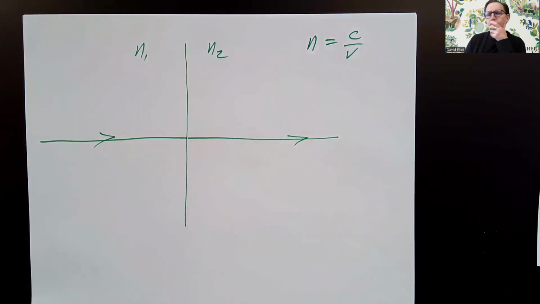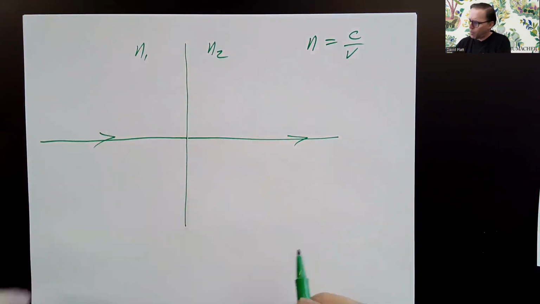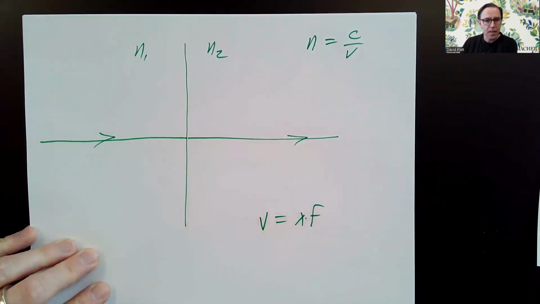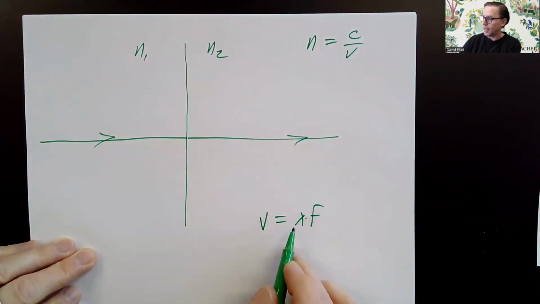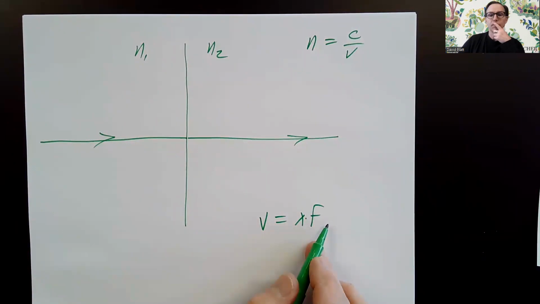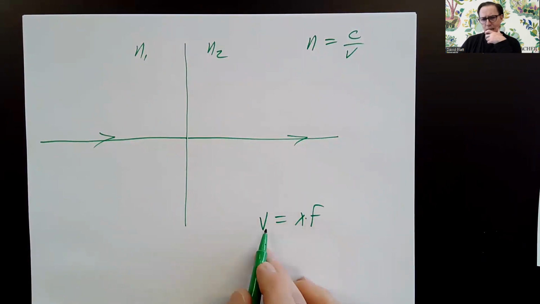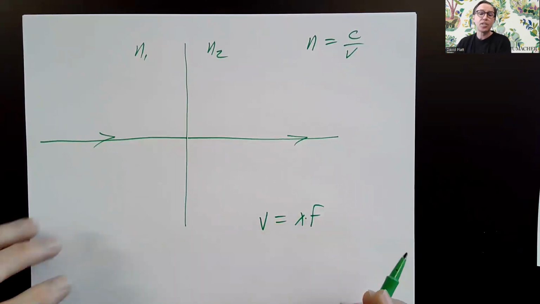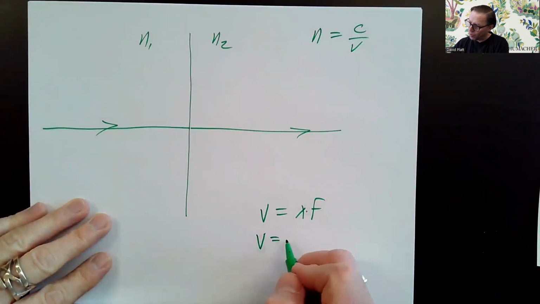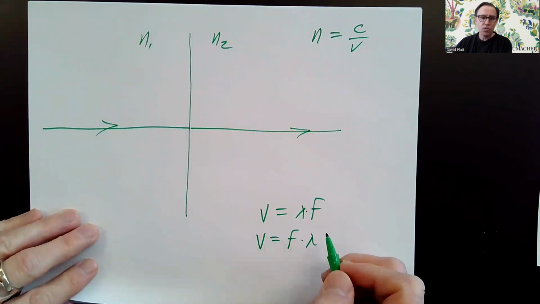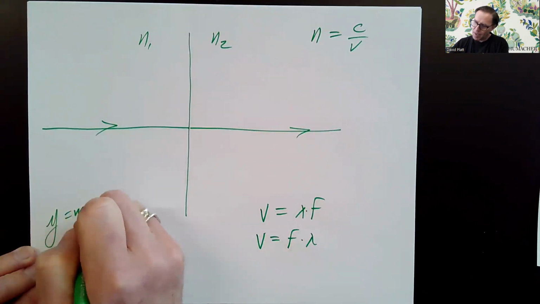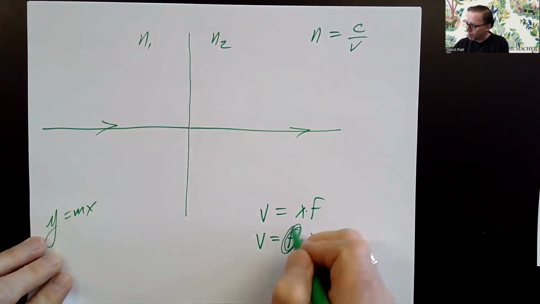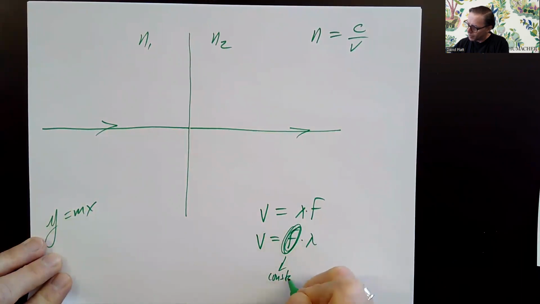Well, it turns out, if the speed changes, remember when we talked about this equation, the speed of light is equal to the wavelength of light times the frequency. Speed equals wavelength times frequency. Speed equals lambda f. Well, if the speed changes, I wonder if these guys change. And it turns out, I'm going to rewrite this equation, v equals f times lambda. Usually in math, we'll write things like y equals mx, and m is our constant. We usually write the constant first. And it turns out that f, the frequency, is constant.